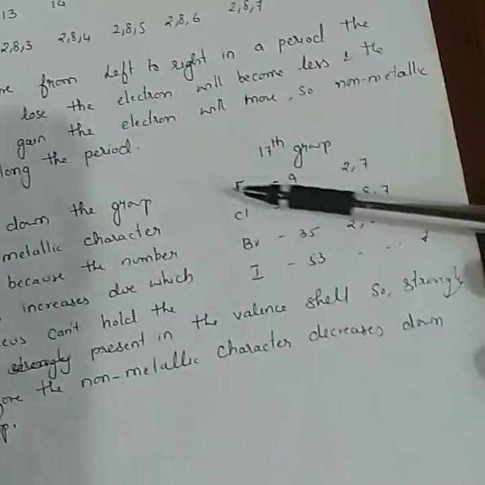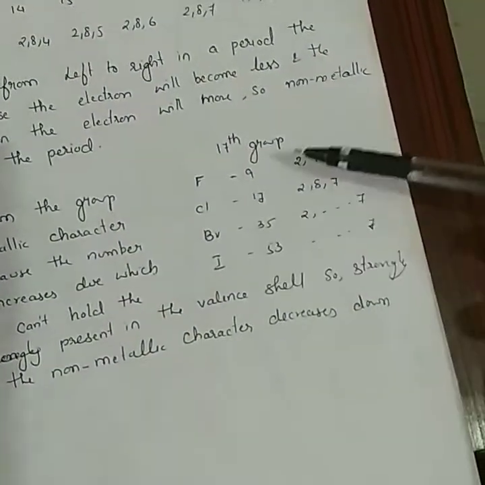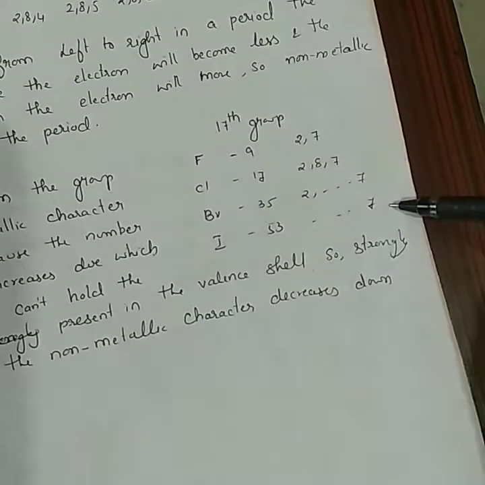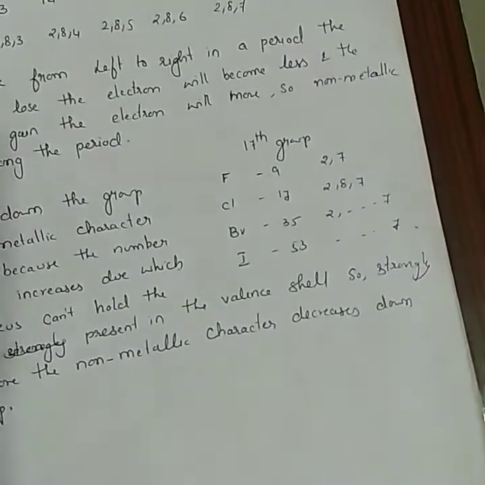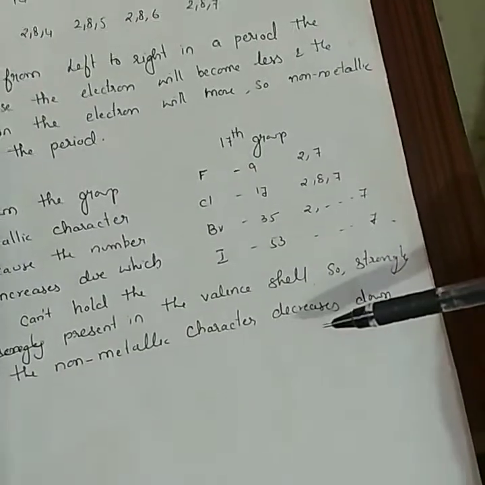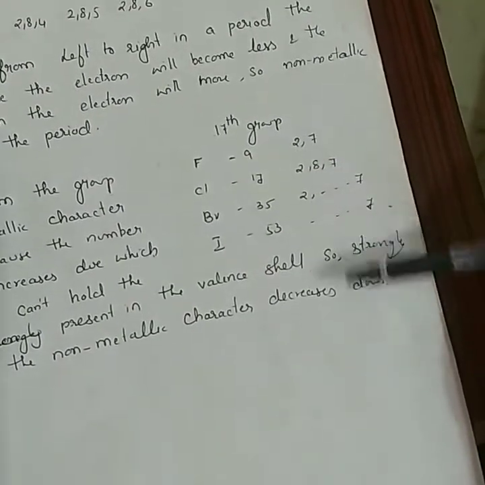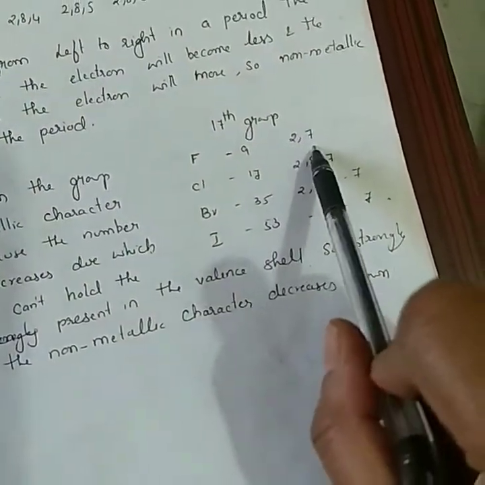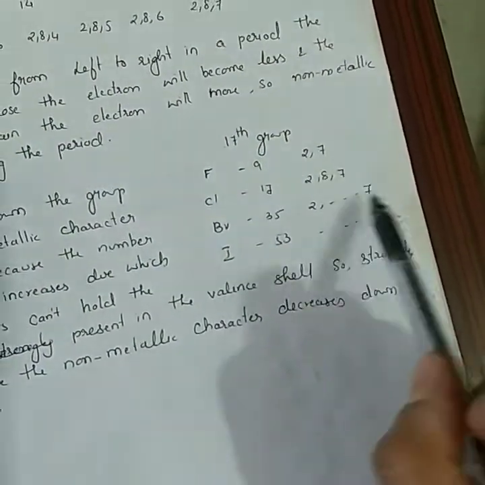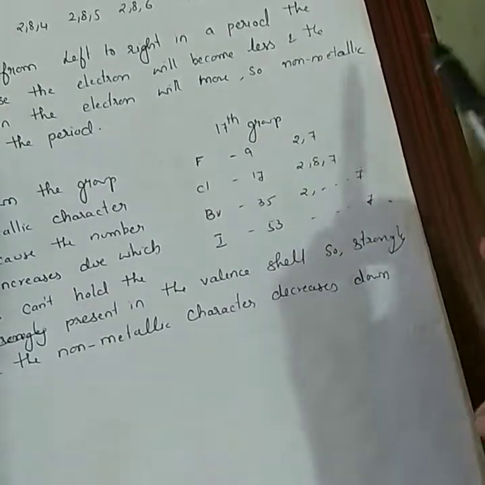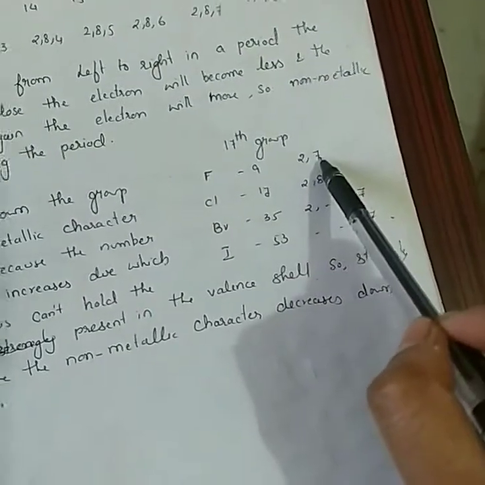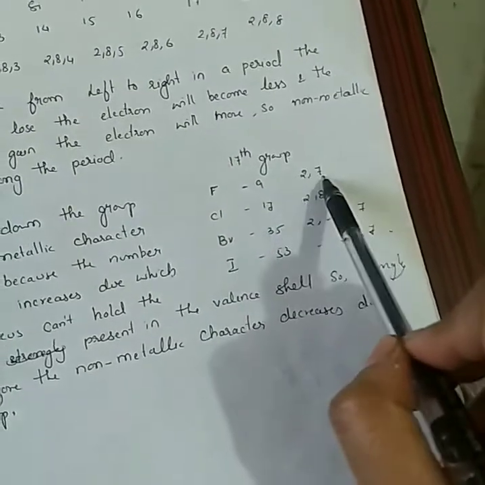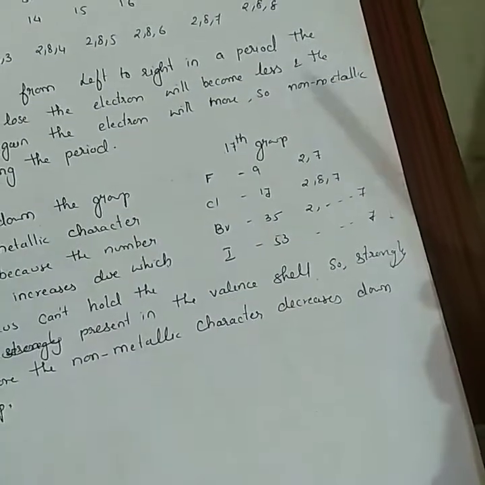Similarly, in the group, I have taken fluorine, chlorine, bromine, iodine: 2, 7; 2, 8, 7; 2, 8, 18, 7; and so on. It is opposite to the metallic character. Metallic character increases down the group, but non-metallic character decreases down the group. Why? Because the distance from the nucleus is increasing. If one electron comes into the last shell, it has to be held more strongly. If shells are fewer, it will hold the electron strongly.